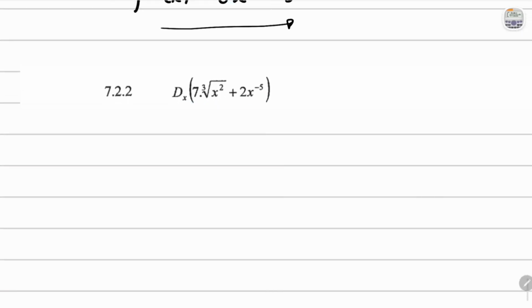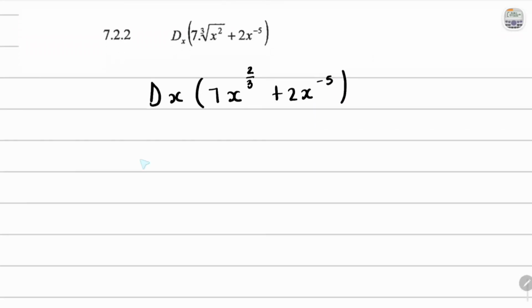Okay, the next question, we have to derive this. So check, is there anything that needs to be simplified further? Yes, okay, so the surd, we shouldn't have surds. So let's go ahead and clear that up. Since we are not deriving yet, we'll still say dx, and that's going to be 7, and then we can rewrite the surd like this. We're saying the inside exponent over the outside exponent, so that is x to the power of 2 over 3, and then plus 2x raised to the power of negative 5. And now we are ready to derive.